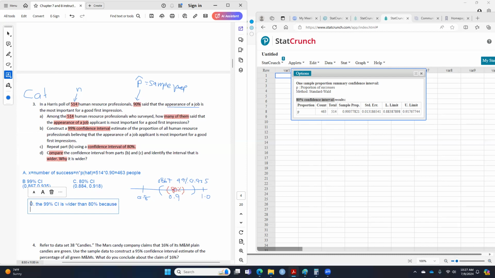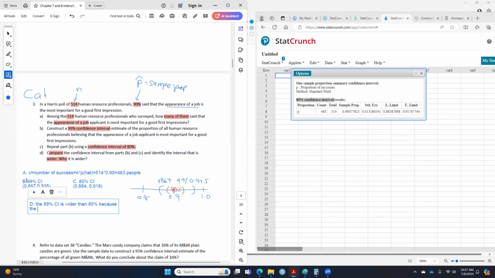My question to you is, is the bigger level always going to be wider than the smaller level? Is the 99, the highest confidence level that we use, always wider than the smaller one? The answer is yes. So next time, if I give you a confidence interval between a 95 and an 85, the 95 is always wider than 85.